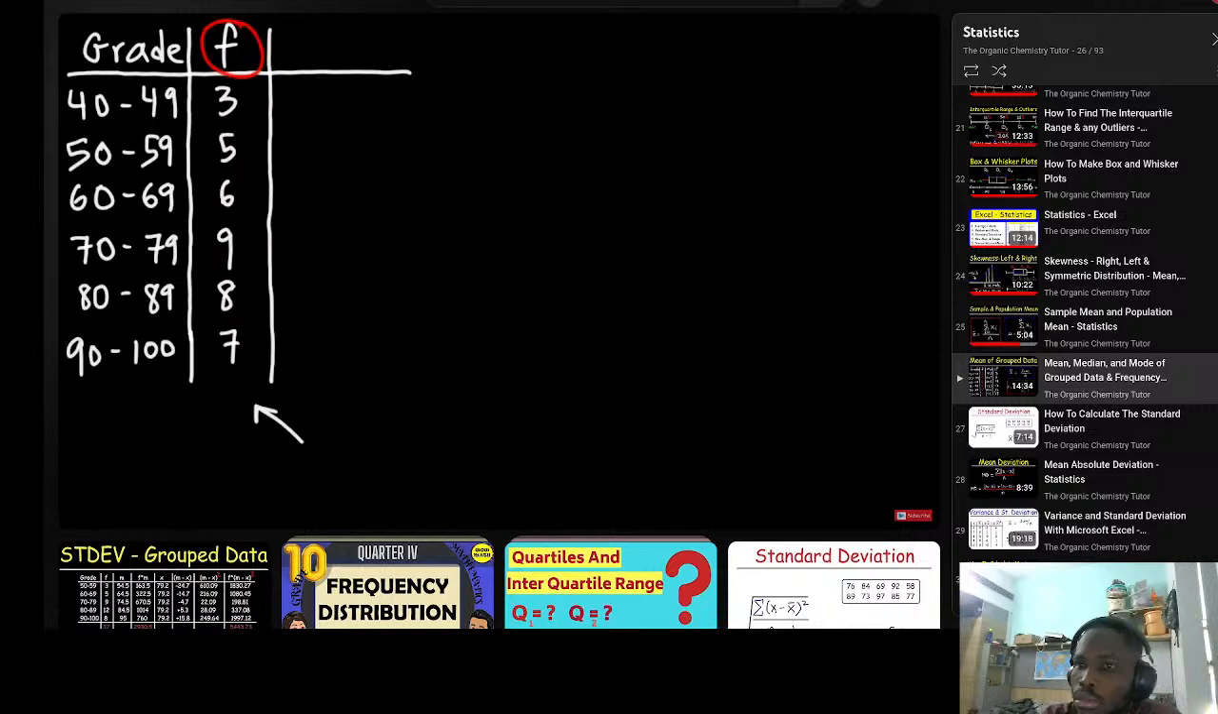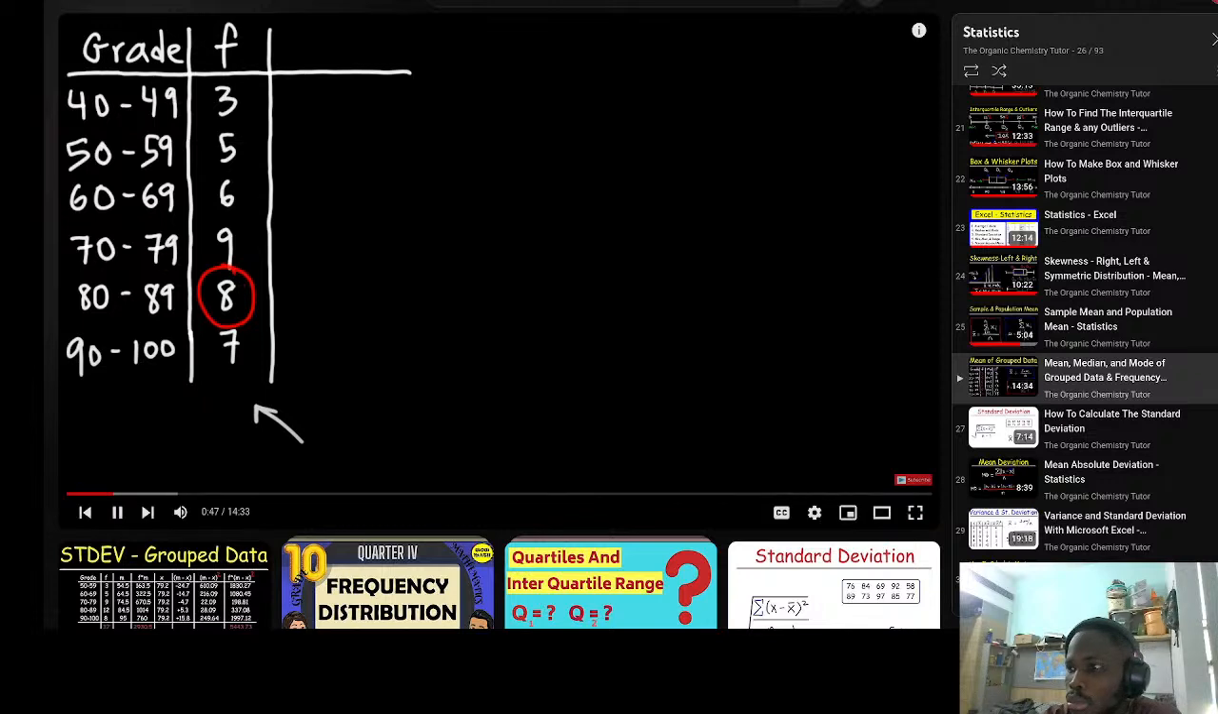The second column contains the frequency. So this tells us the number of students who scored in this range. For instance, there are 6 students who got a D on the exam. 8 students who had a score between 80 and 89.